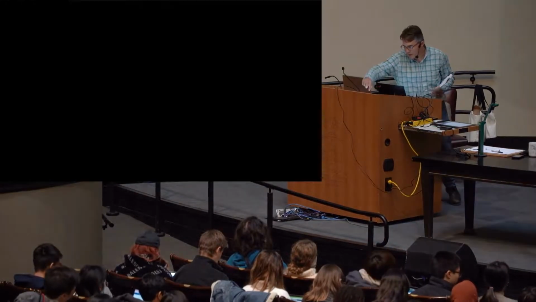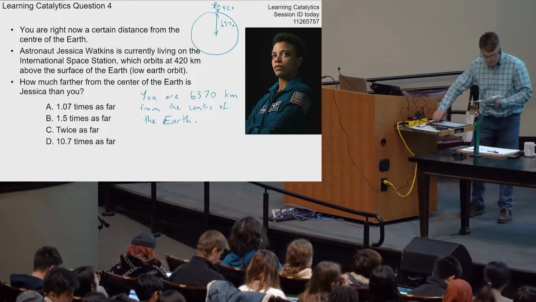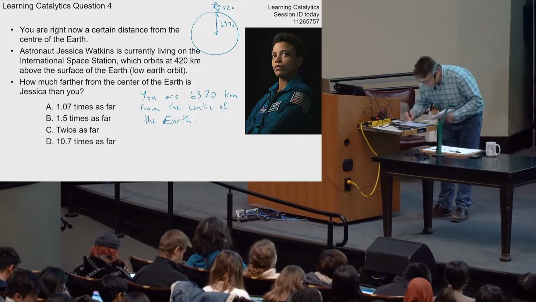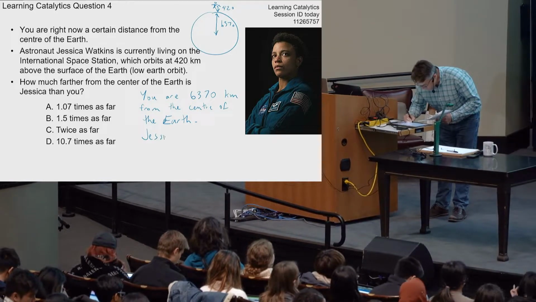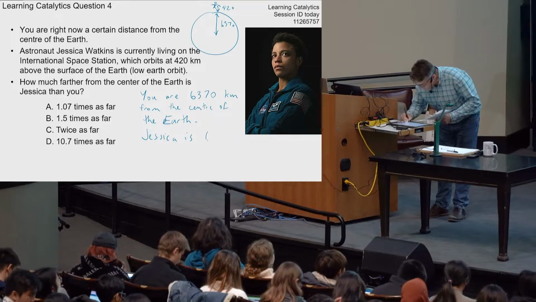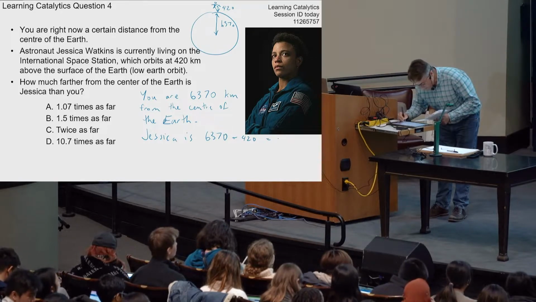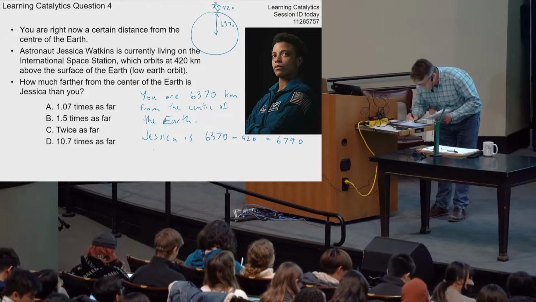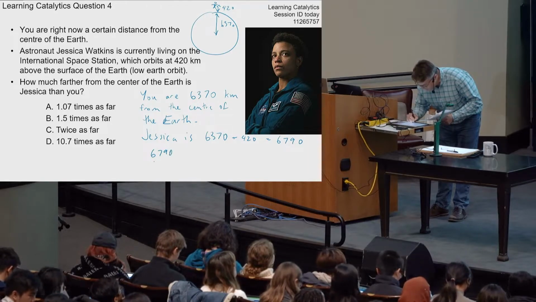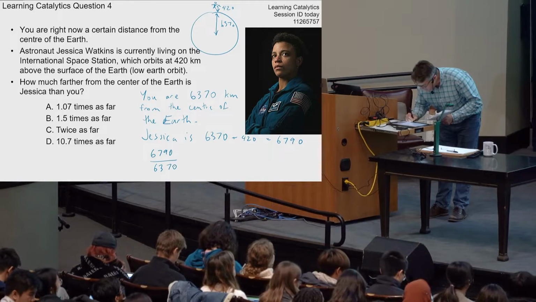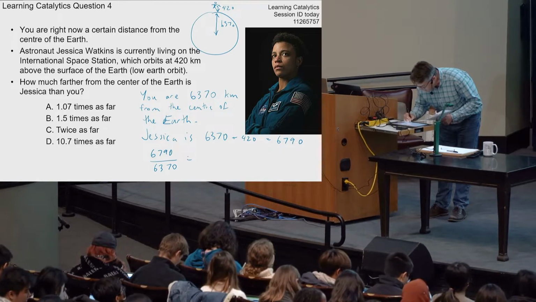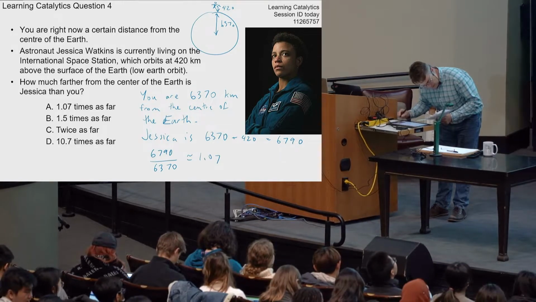So basically what I'm saying here is that low Earth orbit's really not that far up, actually. So Jessica is 6370 plus 420 equals 6790, and 6790 kilometers divided by 6370 kilometers is about 1.07. That's where that's coming from.